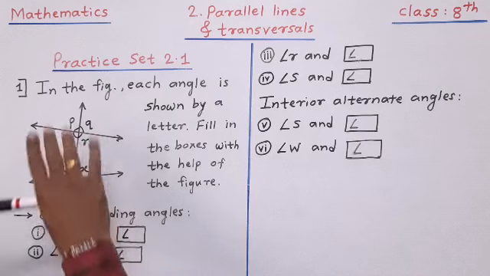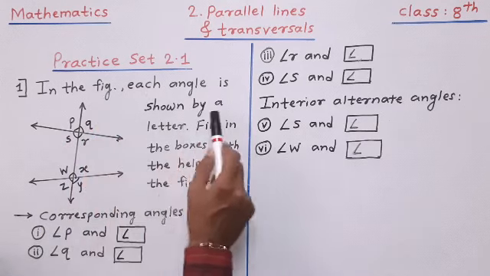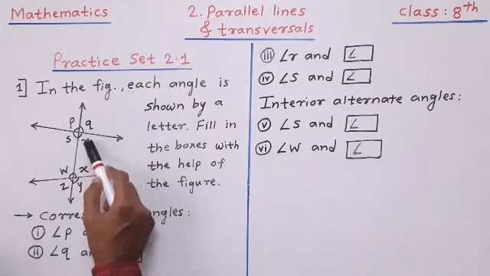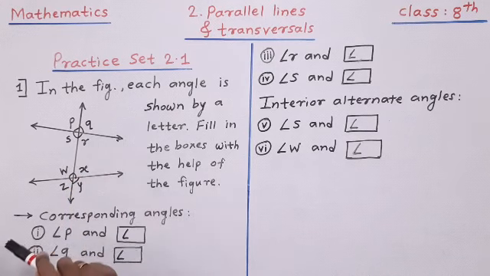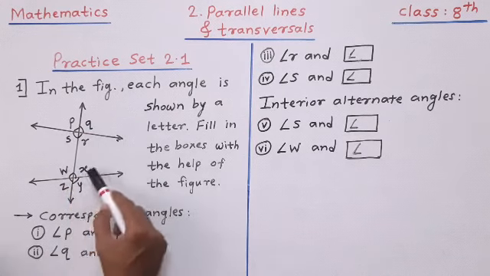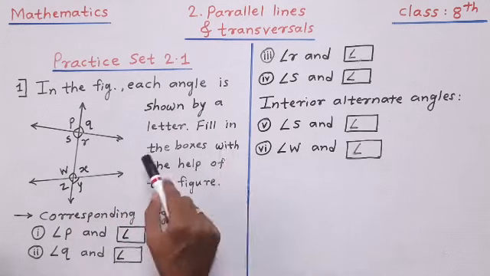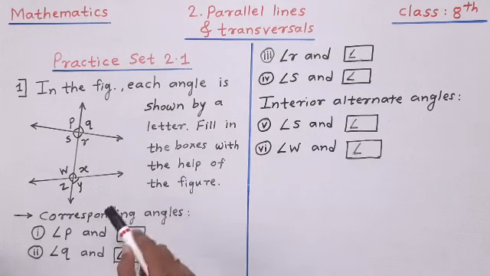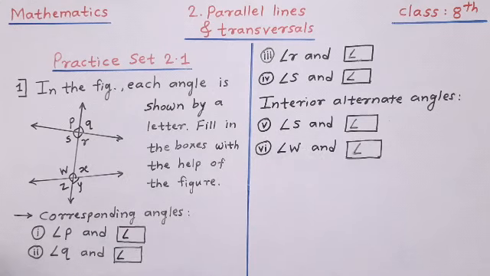The first question is here. In the figure, each angle is shown by a letter. See here in the figure, there are in all total 8 angles, 4 angles here, 4 angles here, and all the angles are denoted by small letters. Fill in the boxes with the help of the figure. We have to fill all these boxes using this figure.